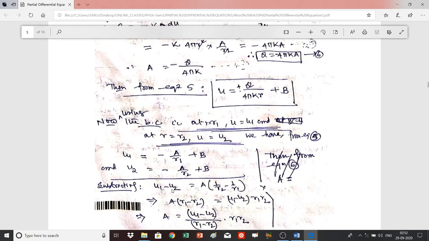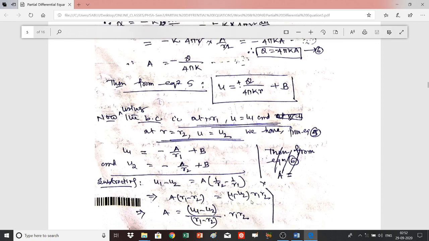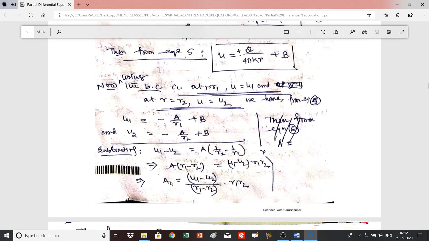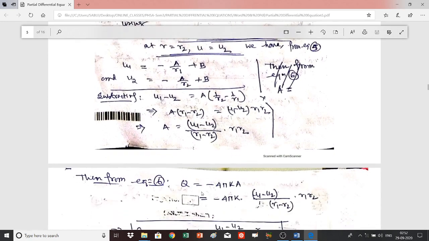Now just subtract the second one from the first one. That will give you u1 minus u2 equal to a into 1 by r2 minus 1 by r1. b will cancel. From here, a into r1 minus r2 by r1 r2 is equal to u1 minus u2. So a into r1 minus r2 is equal to u1 minus u2 into r1 r2, and a is finally calculated as u1 minus u2 into r1 r2 by r1 minus r2. So here a is computed.